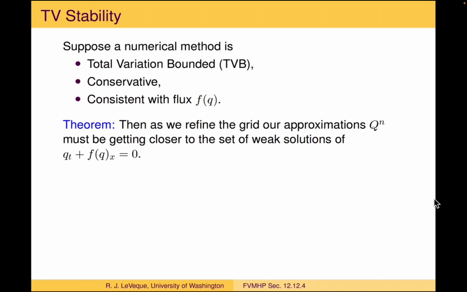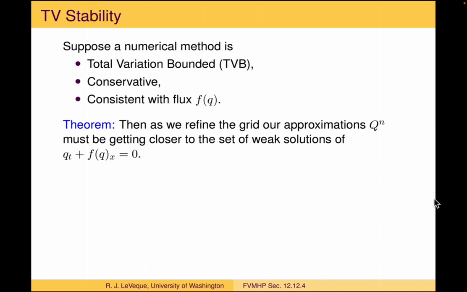Again, here I haven't said anything about entropy conditions, so there might be more than one weak solution. It doesn't say which one we're converging to, and some approximations might be close to one, and if I change the grid slightly, it might be close to a different one, so we can't necessarily say our approximations are converging to a function, but we're converging to the set of weak solutions in that the norm of the difference between Q^n and some weak solution is going to 0.